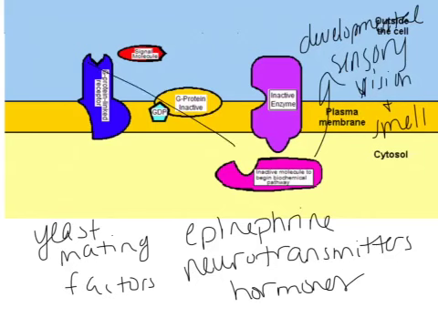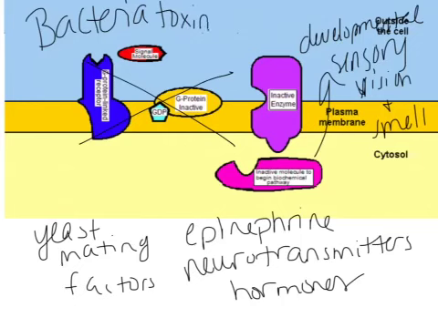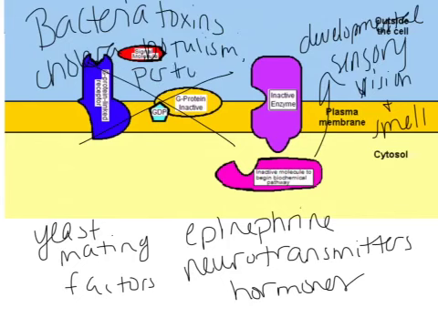Bacteria interfere with these, and that's one of the ways they can make us sick. Our bacterial toxins mess these pathways up, and so they can cause disease within us. For example, cholera, botulism, as well as pertussis. Some of y'all have maybe heard about pertussis. It's making a comeback in the news. So all of those diseases come from bacterial toxins interrupting these G protein linked receptors.